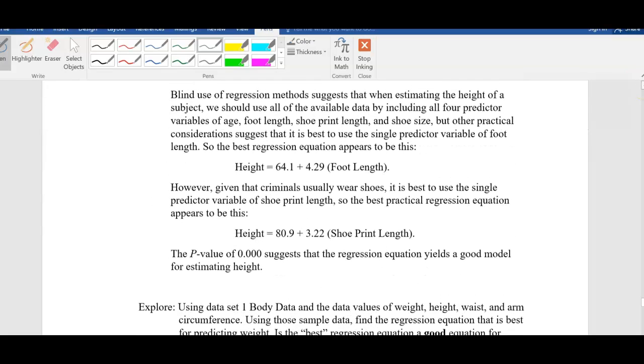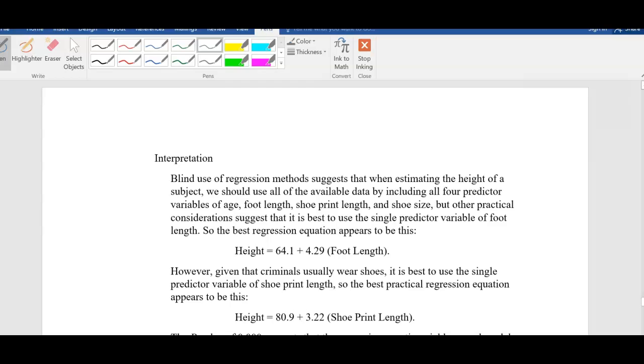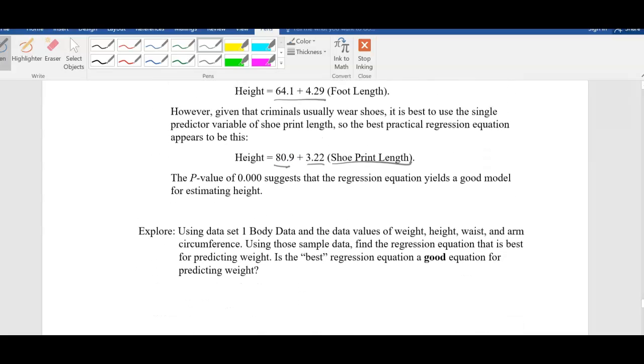So we go here. Our height would be the 64.1 plus 4.29 times our foot length. This came from our StatDisk when we plugged it in. If I did the shoe print length, which would be more practical, you would use this in your StatDisk again underneath your regression, and we'd have 80.9 and 3.22. And it would only be a single.